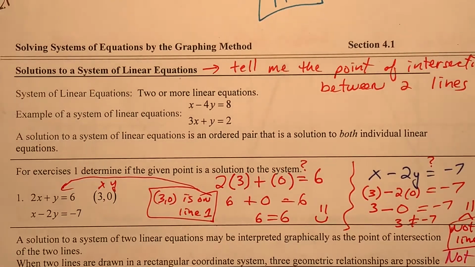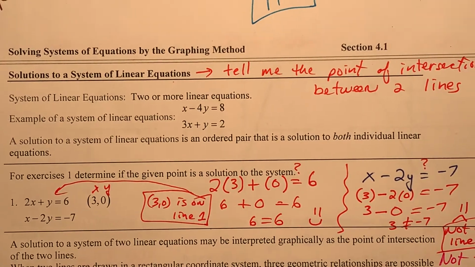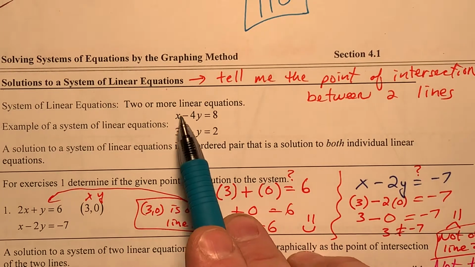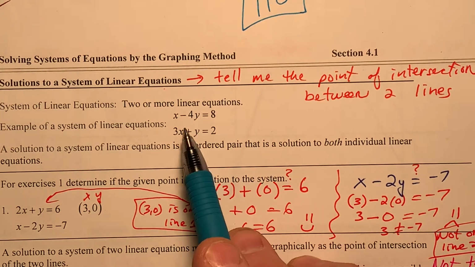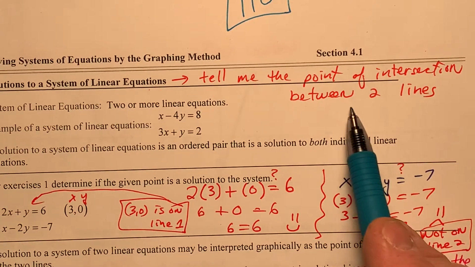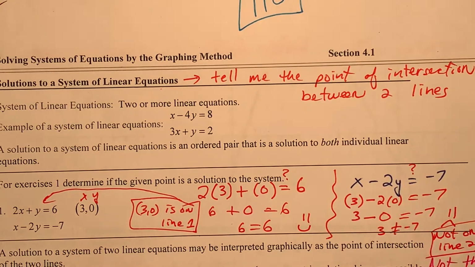4.1. What we're working on is we're trying to find a point of intersection, like where one line crosses another line. So this would create the graph of a line. This would create the graph of a line. If we actually graphed them, we would find that point of intersection.